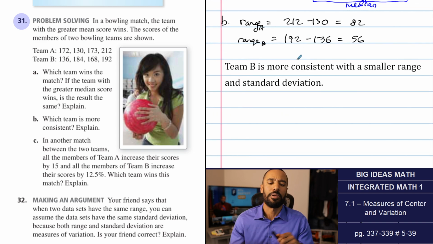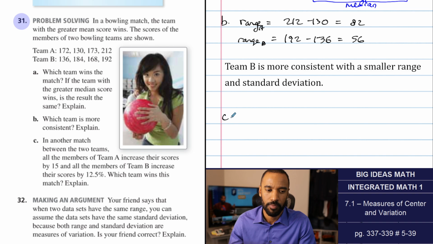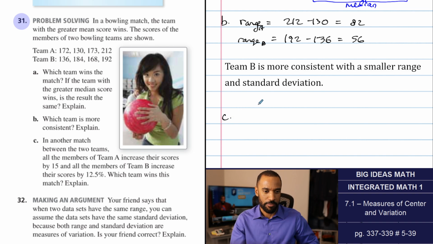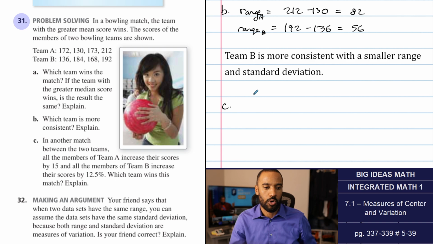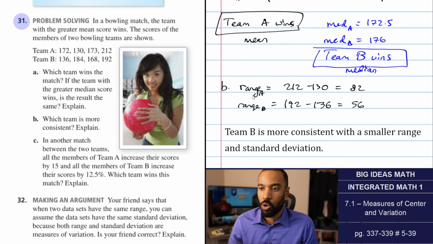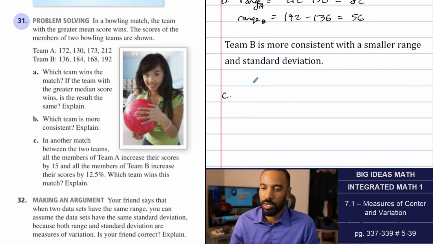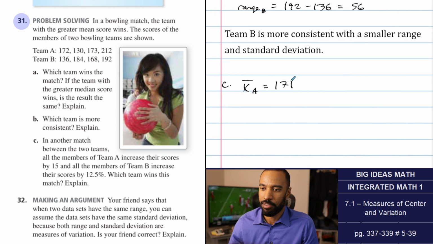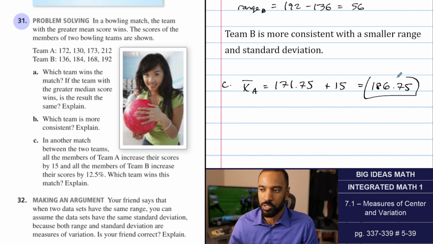Part C. In another match between the two teams, all the members of Team A increase their scores by 15, and all the members of Team B increase their scores by 12.5%. Which team wins this match? Explain. Okay, we're going by the means. So the mean for Team A in the new one, we have to take 171.75. And because measures of center increase with the score, we get to add 15 to it, and we get 186.75. I like these questions.